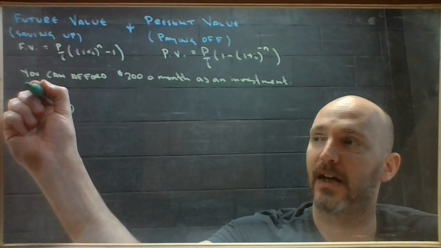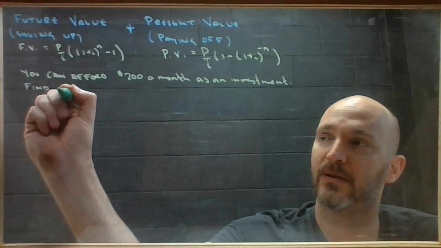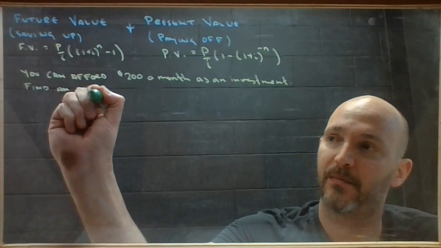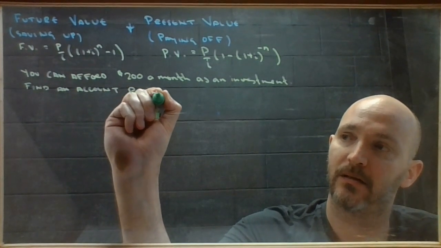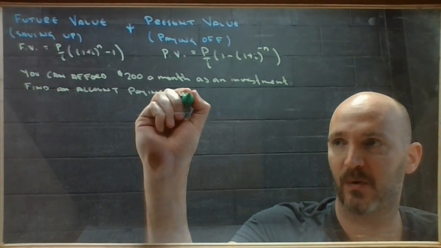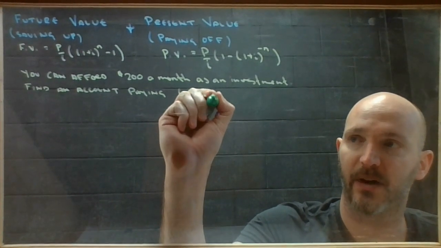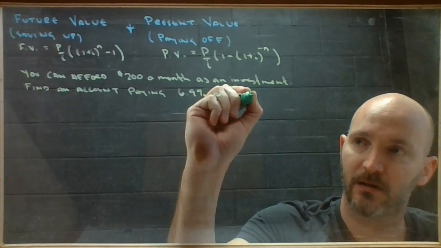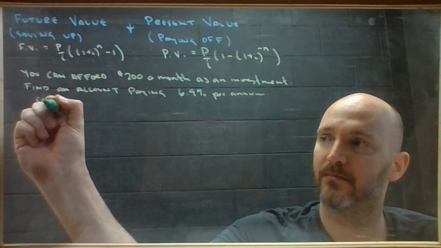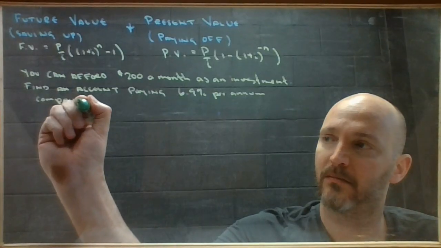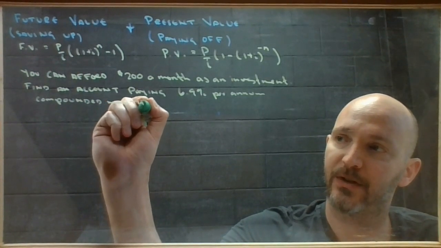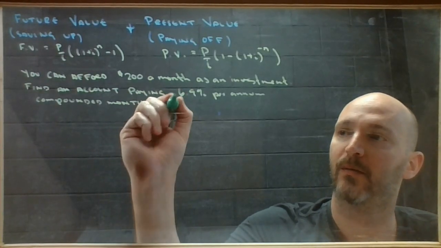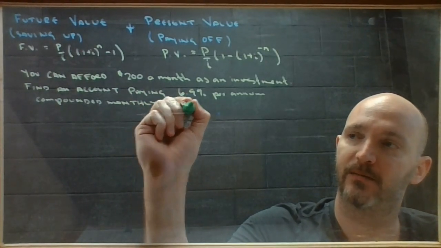If you find an account paying 6.9% interest per annum, compounded monthly, and you're going to do that for your entire life, for your entire working life.